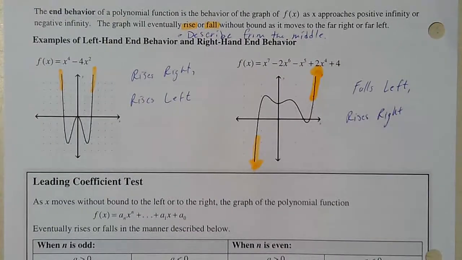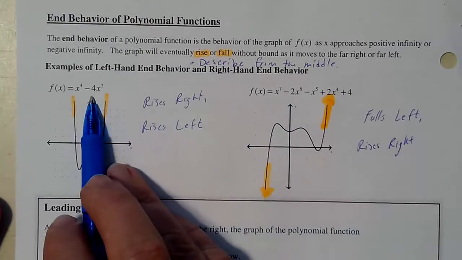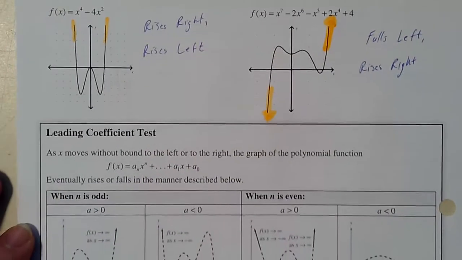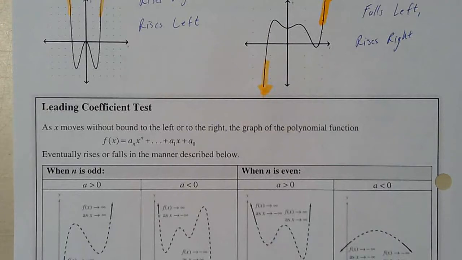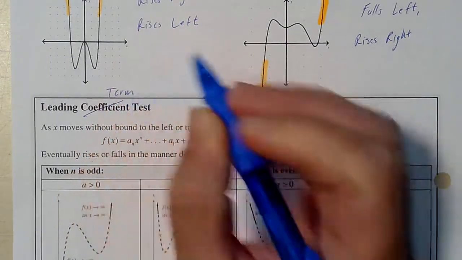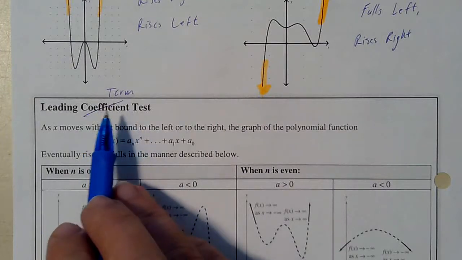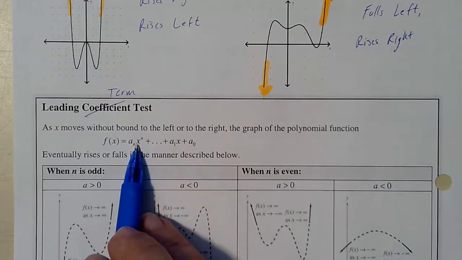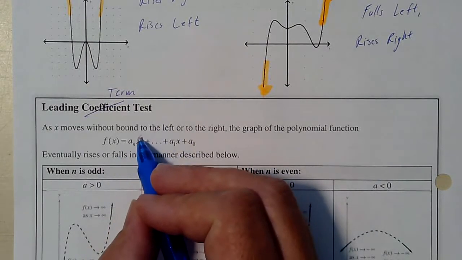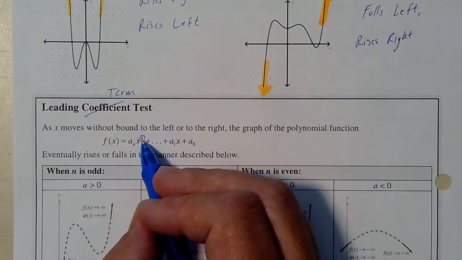Okay. All right, now we can make this determination without even seeing the graph. We can actually just look at the equation and figure this out. And this is where the leading coefficient test comes into play. I really feel like they misnamed this. I feel like they should call this the leading term test because we're going to use two things in the first term, not just the coefficient. The coefficient is the number out front, but we also need to analyze the degree.